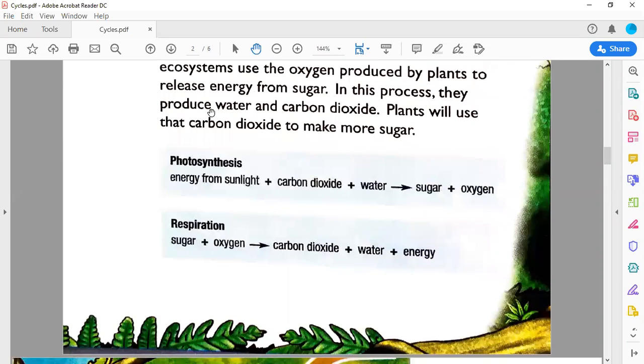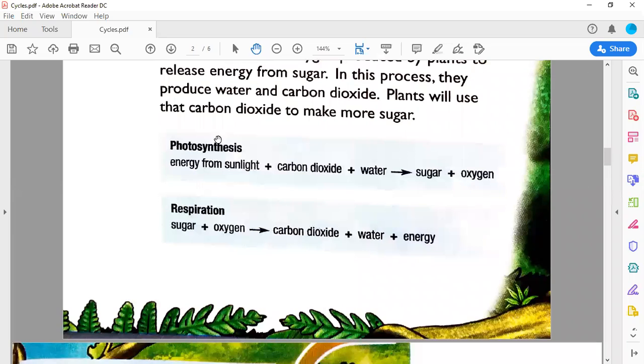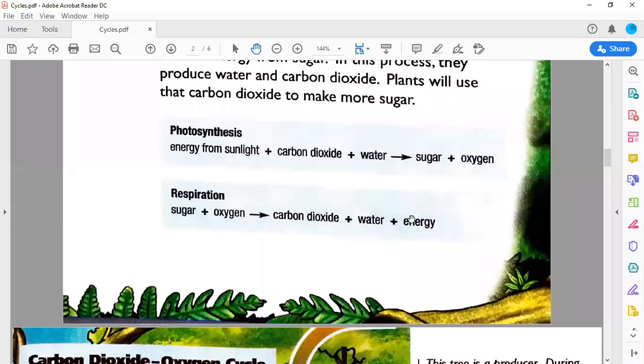So we have something over here on the very bottom of the page, photosynthesis. We have the energy from the sun, we have the carbon dioxide plus water, and that's going to become sugar and oxygen, right? So this is made by producers. Producers carry out photosynthesis. On the other hand, we have respiration, which is carried out by consumers.